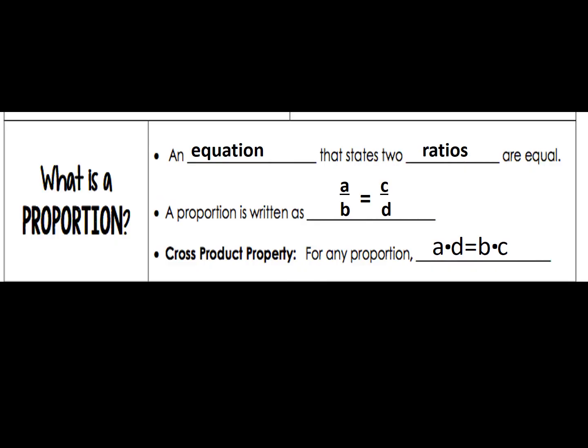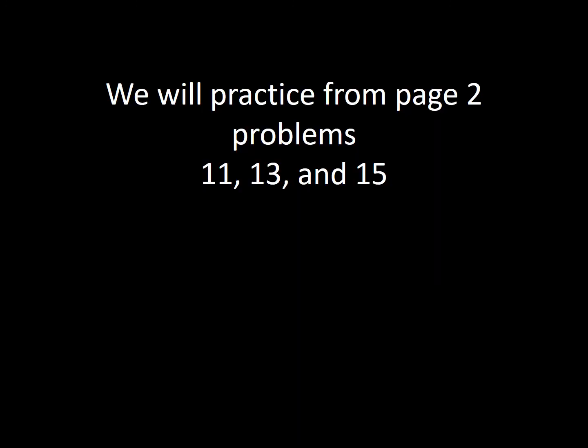What is a proportion? A proportion is an equation that states 2 ratios are equal. A proportion is written, A over B equals C over D. If we do the cross product, we're multiplying B times C, which is what you see right here. And we're multiplying A times D, which is what you see here. So cross product is going to allow us to set up problems and solve them. We will do practice problems from page 2, and it'll be 11, 13, and 15.